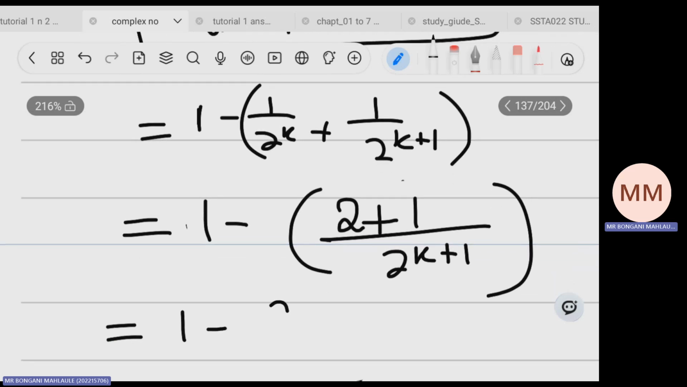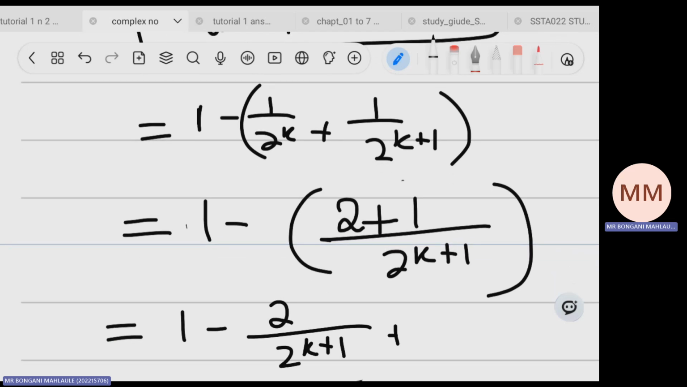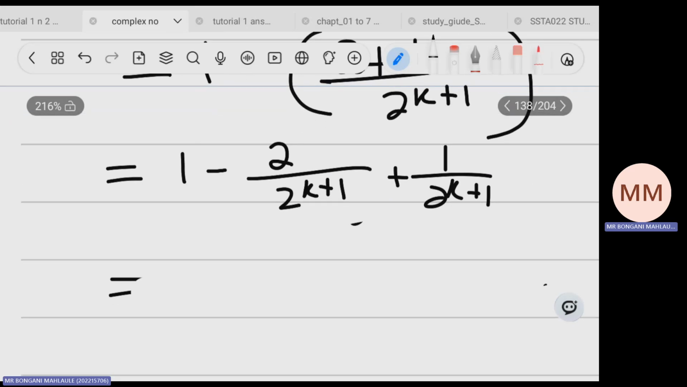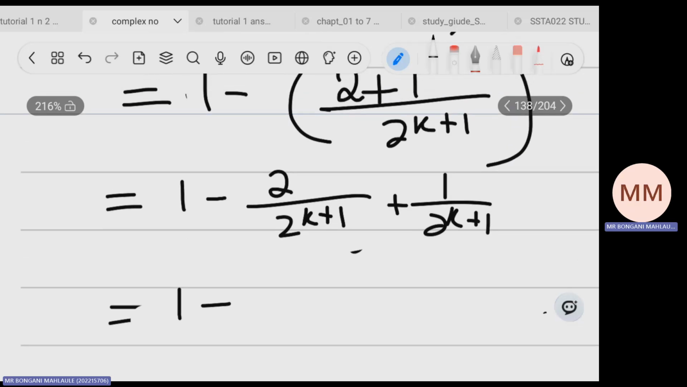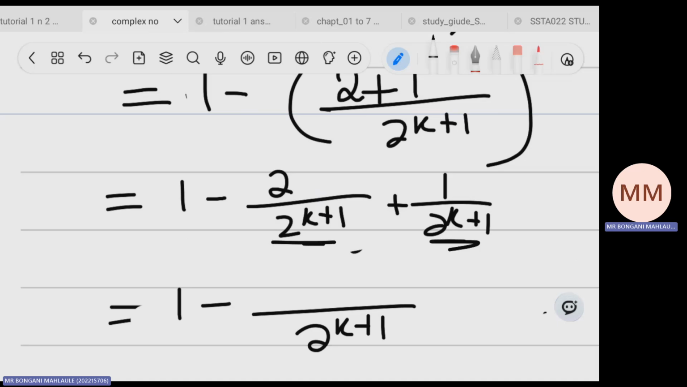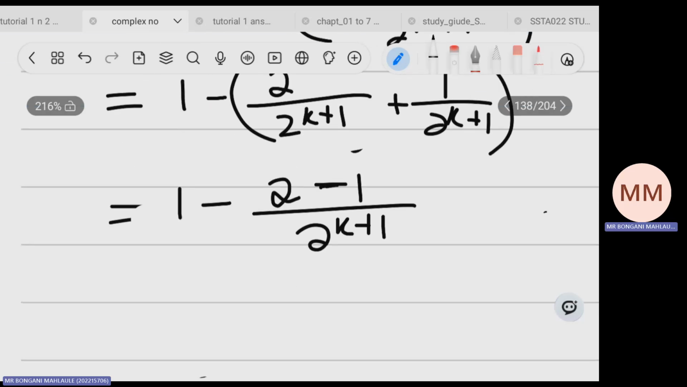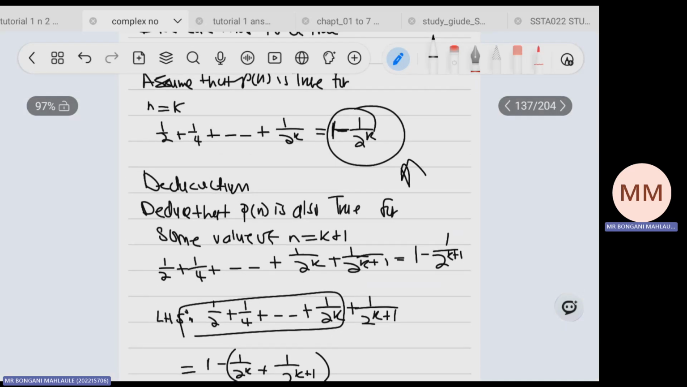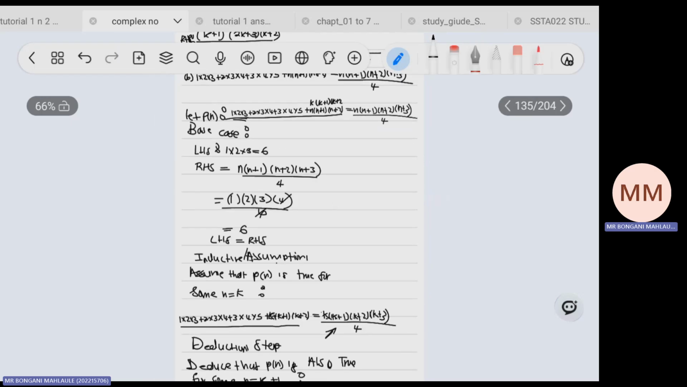And this is the same as 1 minus 2 over 2k plus 1 plus 1 over 2k plus 1. Right. So this will be 1 minus, we can agree that if I take this as a common factor, you'll be left with 2 minus 1, because that's negative there. Remember, it was not removed. So this will be 1 minus 1 over 2k plus 1, and this is equal to the right hand side. As I've said before, this requires some practice.